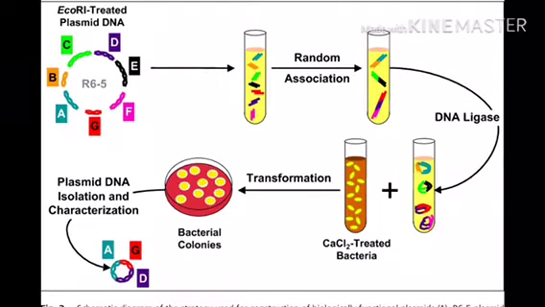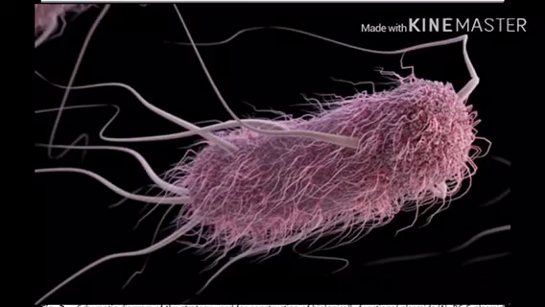Gene cloning consists of 5 steps. The first one is isolation of gene. Next, cleave and cut. After that, insertion. Then, transformation and amplification. Finally, the step is screening.